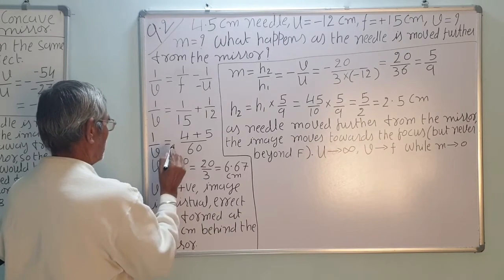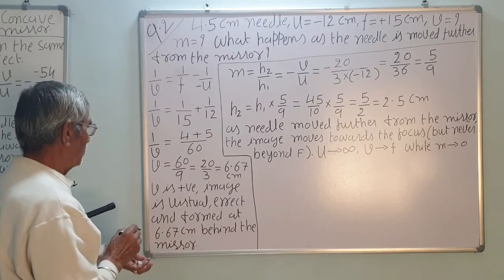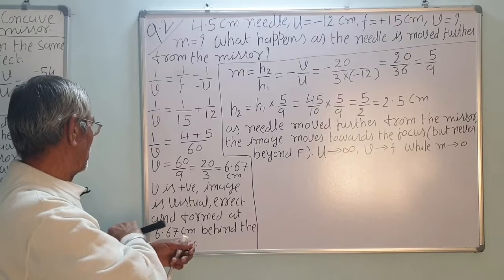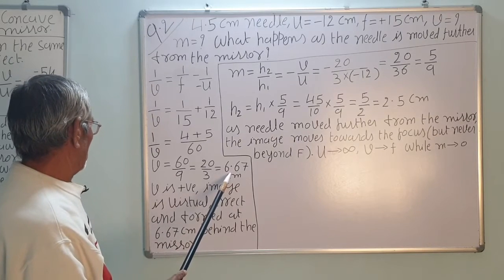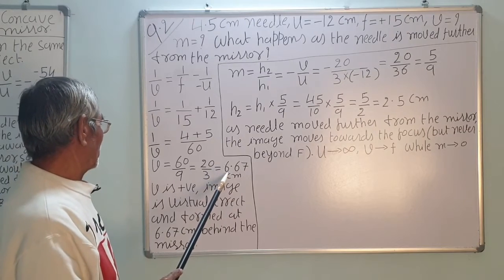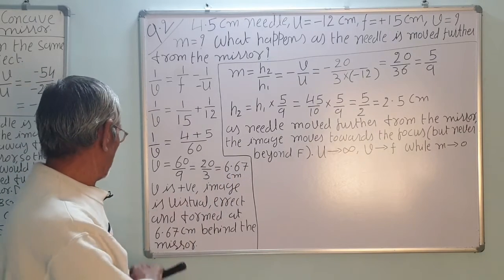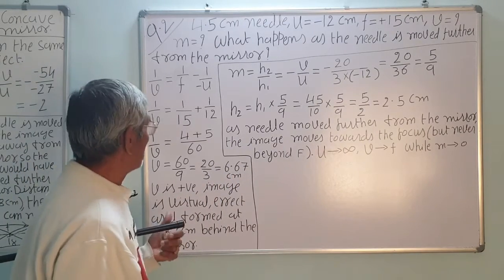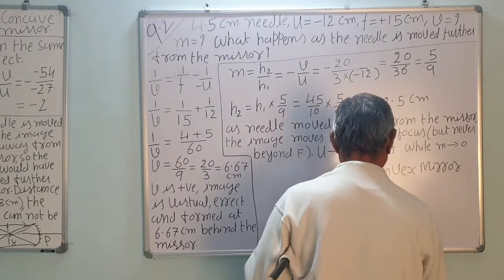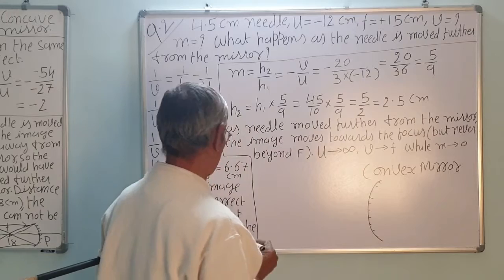1 upon v is equal to 9 upon 60. So v is equal to 60 upon 9, that is equal to 6.67 centimeter. This is a plus. Remember, that is behind the mirror, correct? So it is like this, the convex mirror. This is a convex mirror.